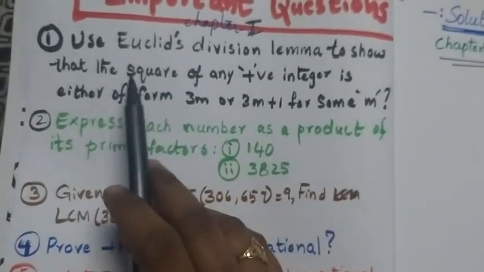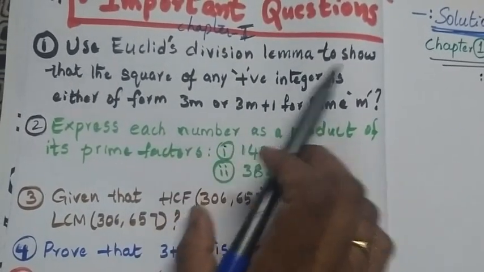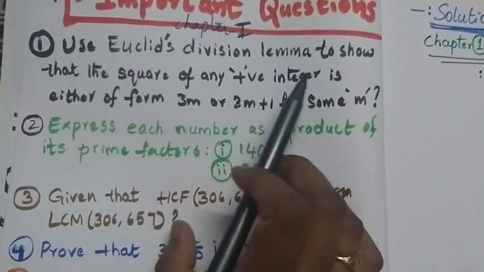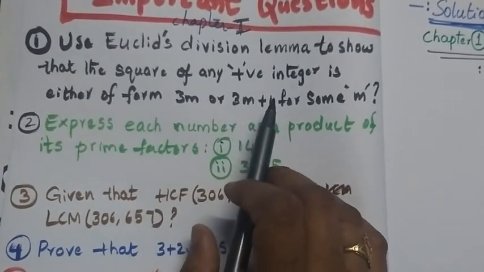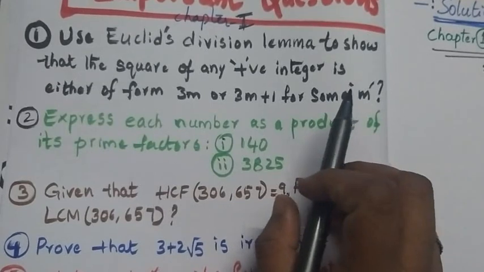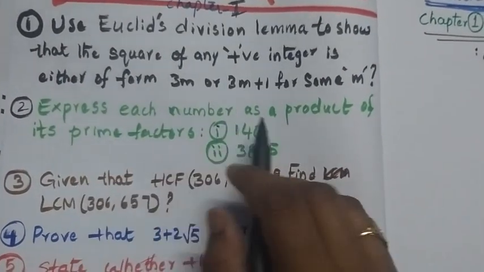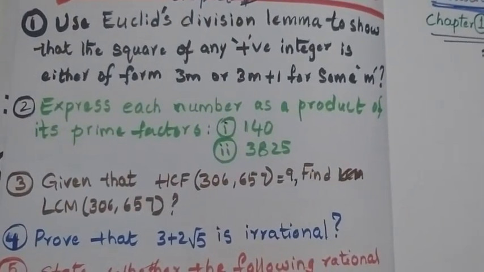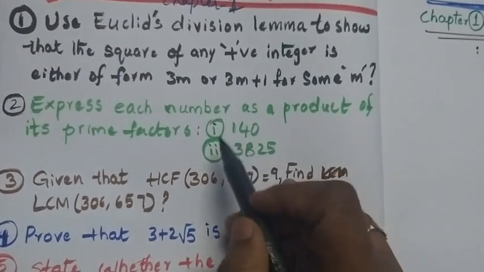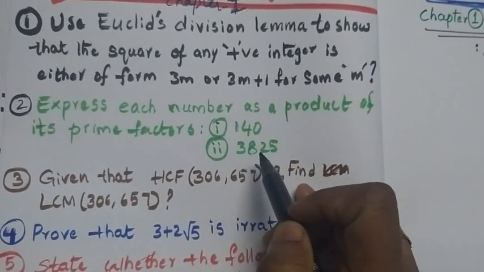First question, what is this? See here children, use Euclid's division lemma to show that the square of any positive integer is either of form 3m or 3m plus 1 for some integer m. Okay, second question, what is this? Express each number as a product of its prime factors. Two important questions are there, that are 140 and 3825.